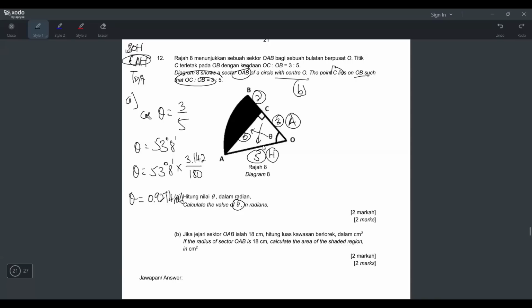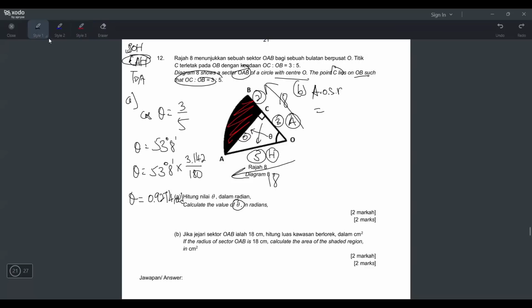Okay, now let's do B. B says, if the radius of sector OAB is 18, so the radius here is 18, here also 18, because both are radius. Calculate the area of the shaded region. How to find the area of the shaded region? This shaded region is not a segment. A segment is like this. A segment only consists of two lines, arc and chord. This shape is not a segment.